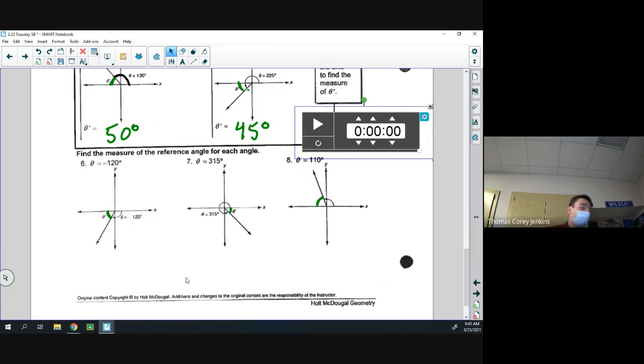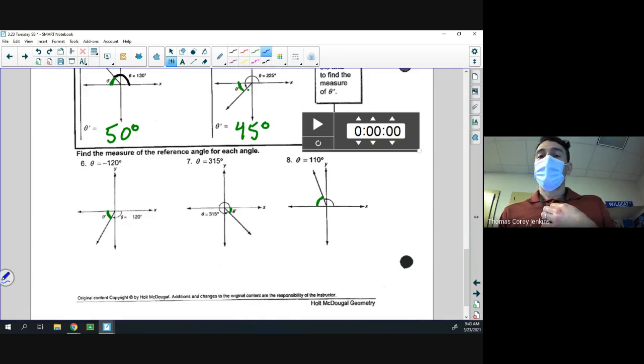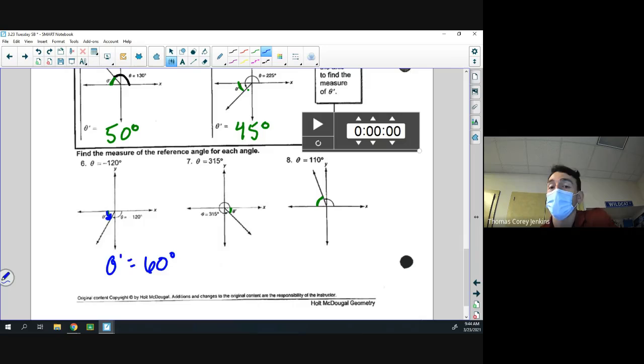All right, so let's make sure we have it, and then we'll see if anybody has any questions. Chase, were you able to get anywhere on number 6 there? So it's always going to be positive, but it is 60. Okay, I see why you would call it negative 60, but you can kind of think of it in your mind as we're measuring from the x-axis, right? But 60 is the key there. Remember, for reference angles, always positive, always acute. All right, so those are the two things.